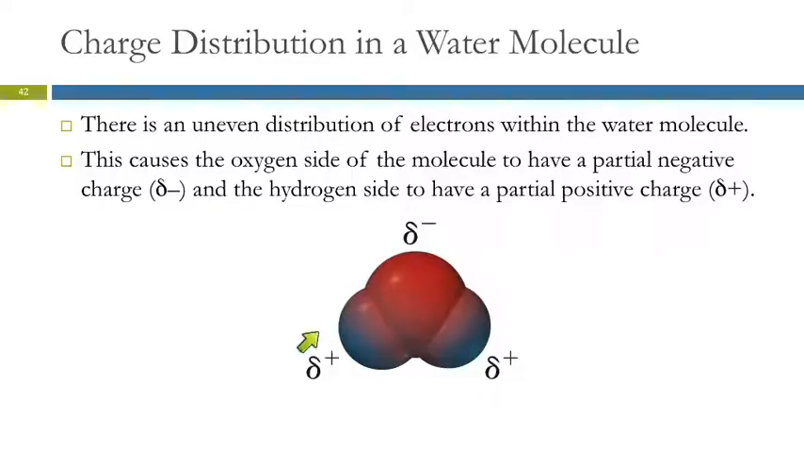If we look at the distribution of electrons, what we find is that they're not evenly distributed. The oxygen is an electron hog. Water is a covalent molecule, and so there's a covalent bond between the hydrogen atom and the oxygen atom that involves sharing of electrons. But you can share without sharing equally.